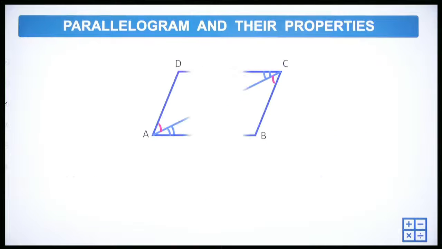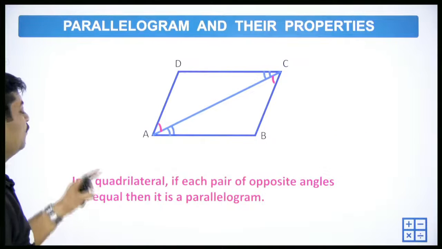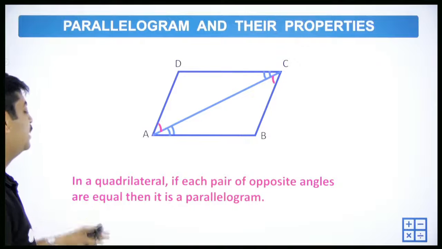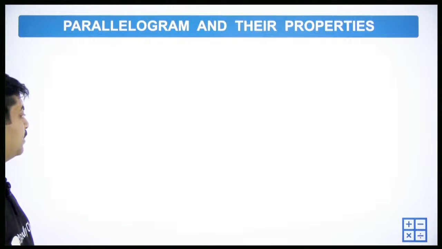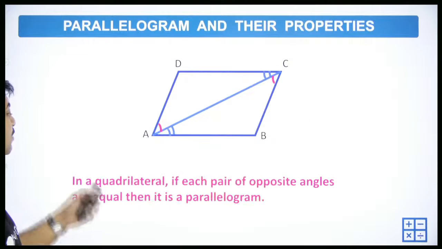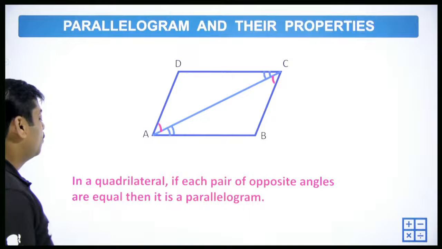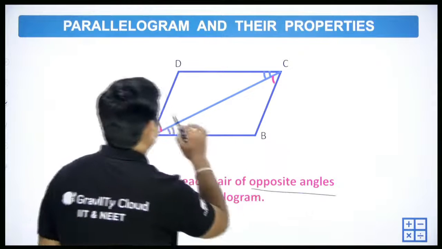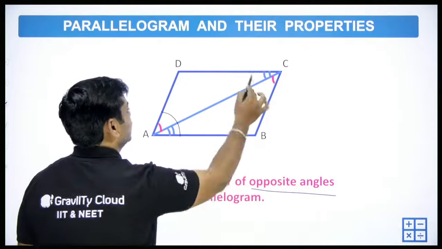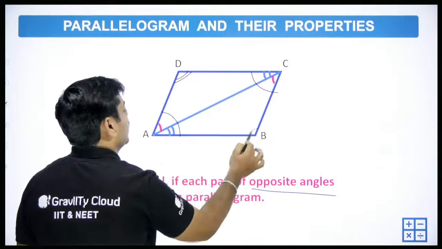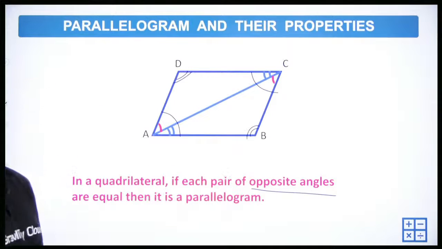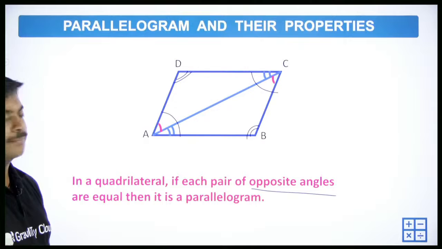Next one. In a quadrilateral, if each pair of opposite angles are equal, then it is a parallelogram. The same thing, right? If each pair of opposite angles are equal, then it is a parallelogram. So this angle and this angle, and this angle and this angle should be equal to say that it is a parallelogram. It may be for any quadrilateral.